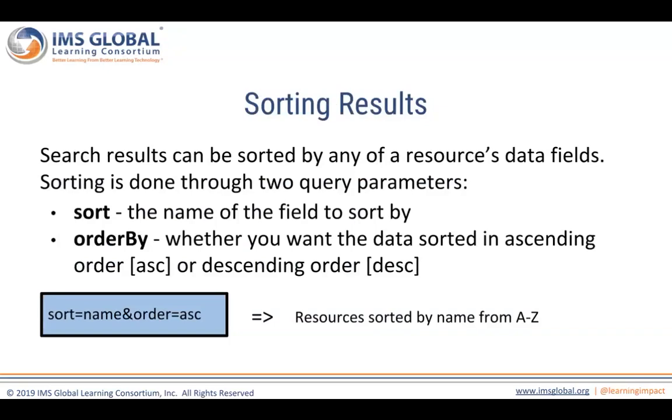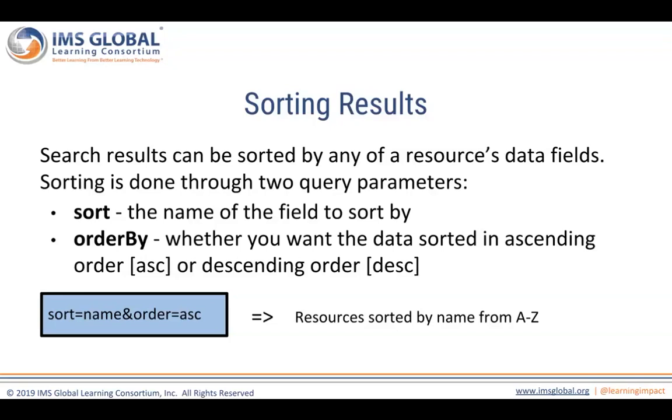Apologies, my examples here. It should be order by equals ascending. So sort is the field you want to sort by. Order by is either ascending or descending, of course. If it's alphabetical, then ascending is A to Z, descending Z to A, numeric, you get it.